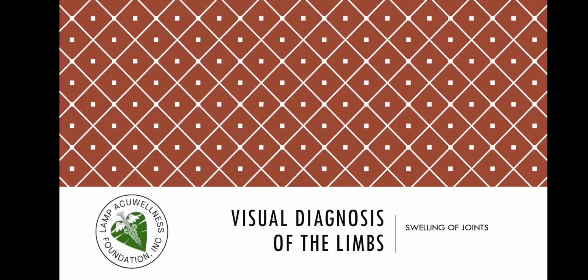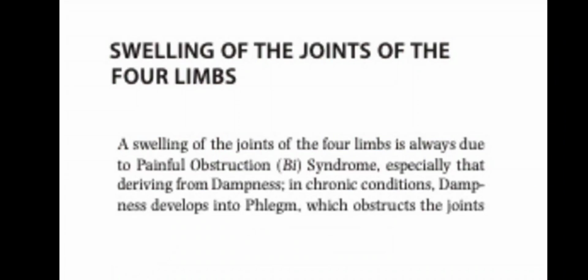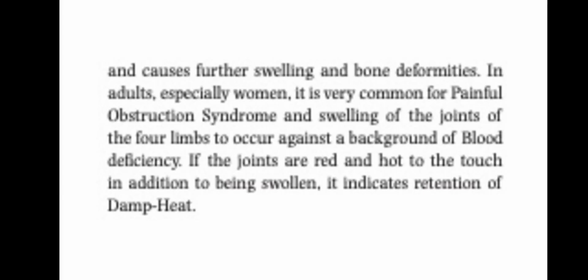Let us now go to visual diagnosis of the limbs. The topic is swelling of joints. A swelling of the joints of the forelimbs is always due to painful obstruction syndrome, especially that deriving from dampness. In chronic conditions, dampness develops into phlegm, which obstructs the joints and causes further swelling and bone deformities.